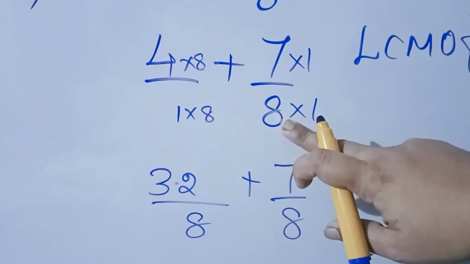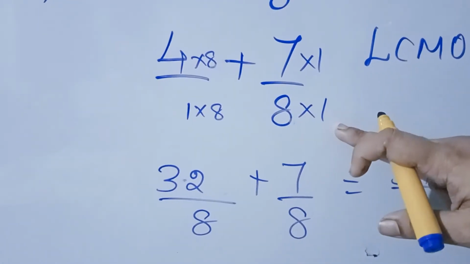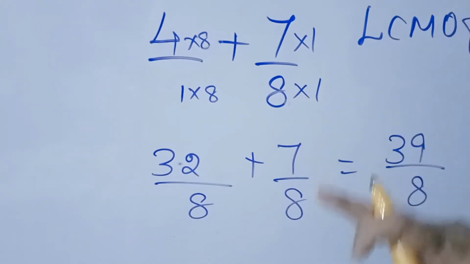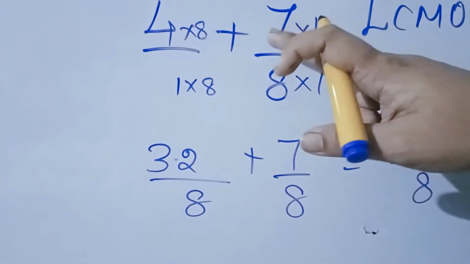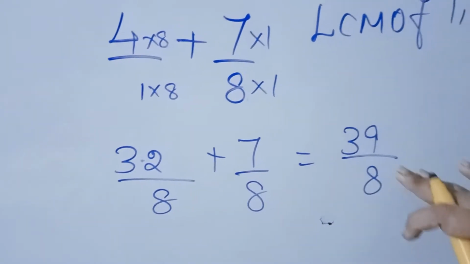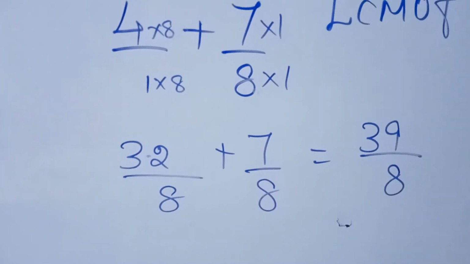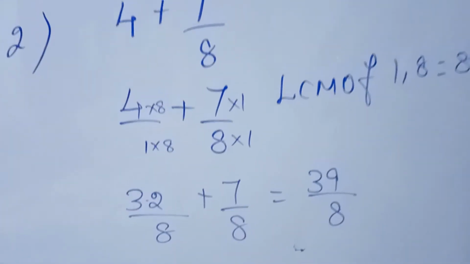Here 8 is there, so our LCM is also 8. So no need to multiply with another number. You can multiply with 1. So 8 into 1 is 8. Then the same number, 7 into 1 equals 7. Now as usual addition. 8 is there. 32 plus 7 is equal to 39. Or you can change it to a mixed fraction.